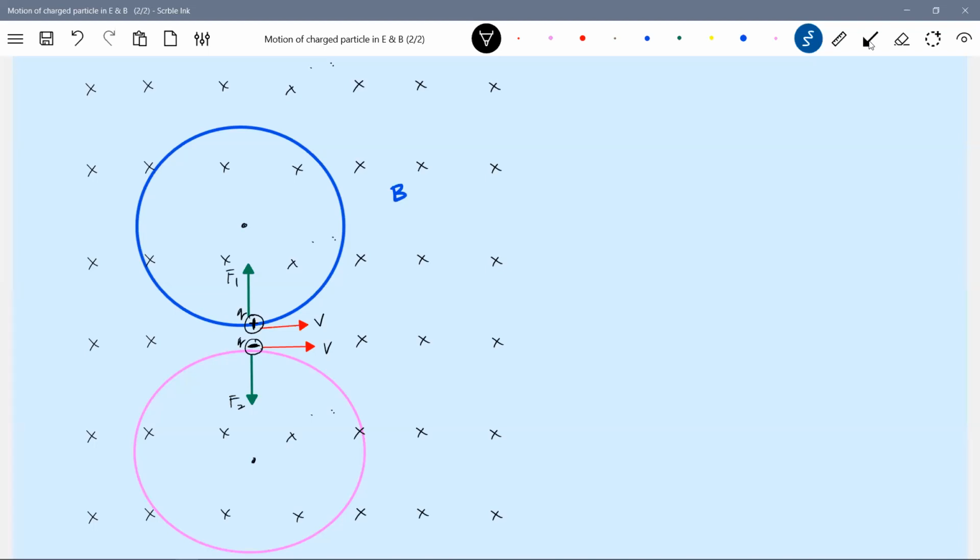For the negative charged particle, the same force should act downward. Then it's going to describe a circular path. What about the radius of both the paths? The radius of both paths will be the same. So what is the radius R? Here also radius R. R is equal to mv by qB. What about the time period? The time period is going to be the same.